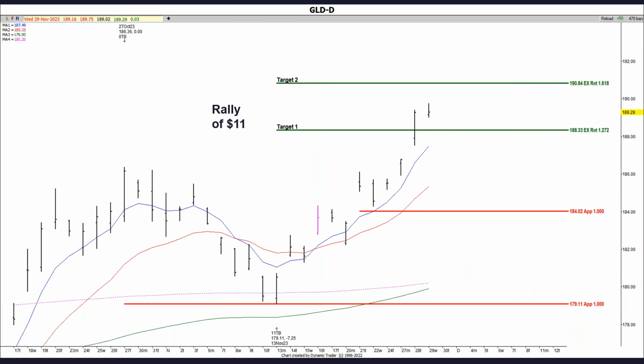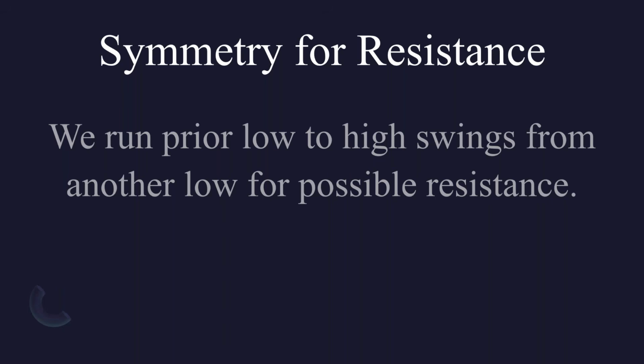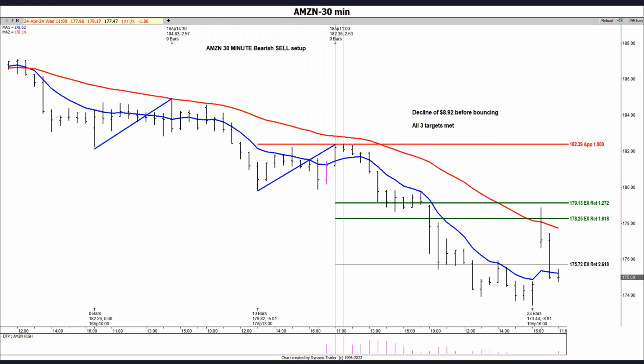This is gold, GLD. Okay, nice rally of $11. That's a huge rally on gold, especially if you're trading futures, right? We also do gold futures in the room, and we do crude futures also. And there again, if you trade bonds, corn, wheat, anything else like that, we will also run that if you make a chart request. As far as symmetrical resistance, we already went over, we run it from a prior low to high and project it from a low.